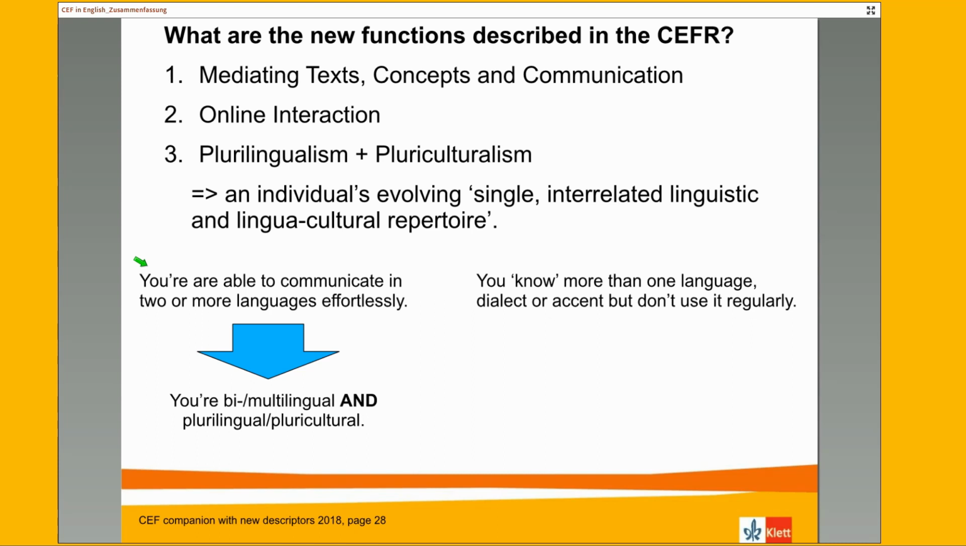By definition, you're also plurilingual and pluricultural, as you can only learn and use languages to such a degree if you have also exposed yourself to those languages and the cultures that they are embedded in. On the other hand, if you know more than one language or dialect or accent, but you don't use it regularly, then you're not multilingual or bilingual, but you're still very much plurilingual and pluricultural.